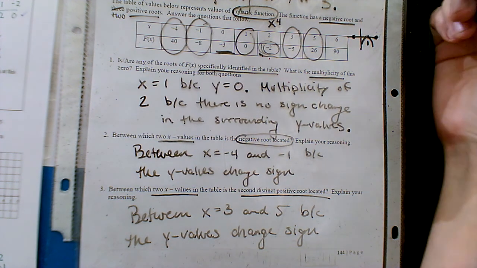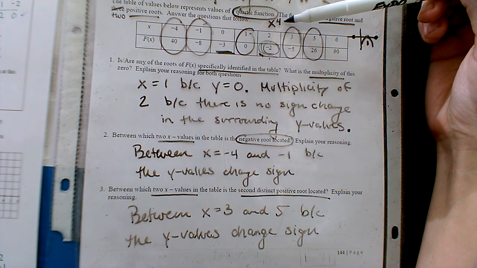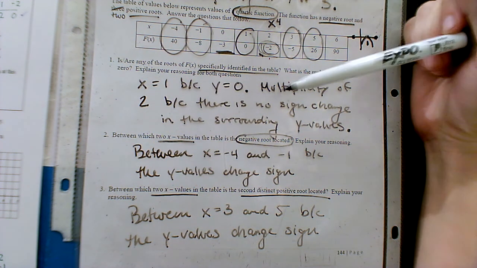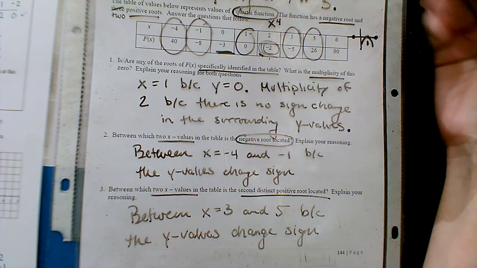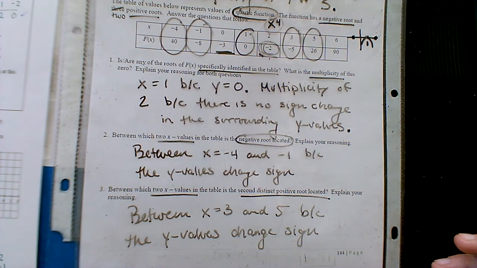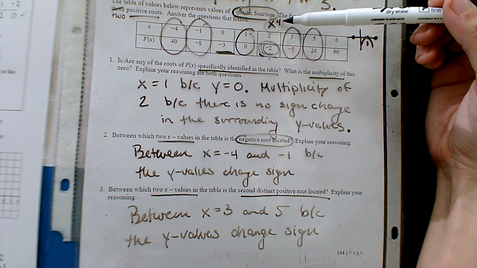Since it's a quartic function, the multiplicities have to add up to 4, so there's already 2. So each one has to be 1. There we go. All right, so since we have a power of 4, we need to take all the individual multiplicities, add them up, and we should get 4.